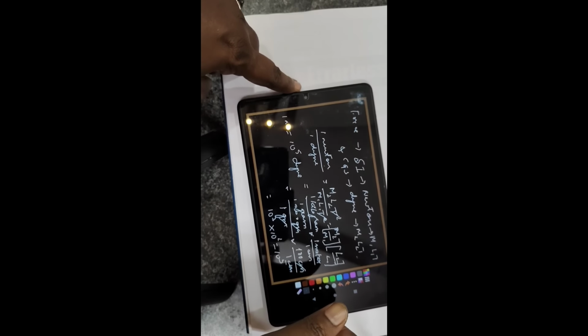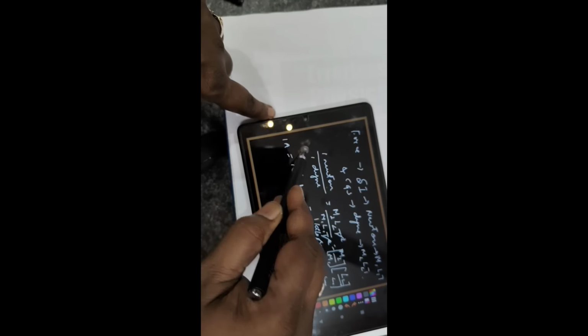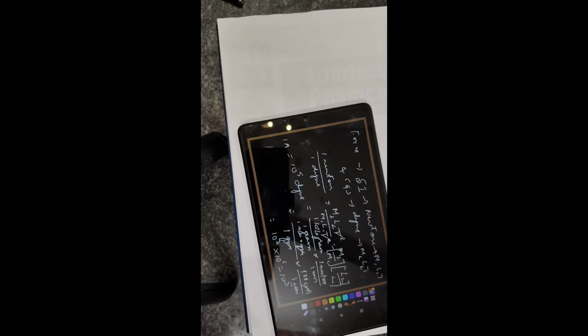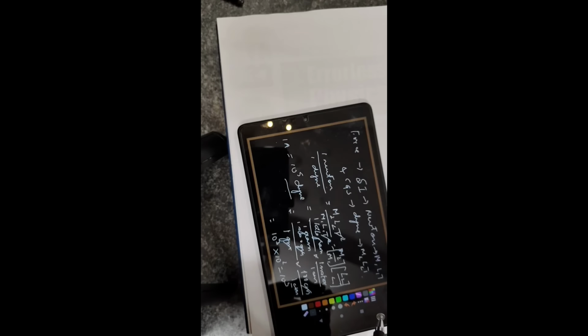So this is how we have to write conversion of the unit from one form to another form. So we have converted here from the SI system to CGS system. Hope you have understood this.